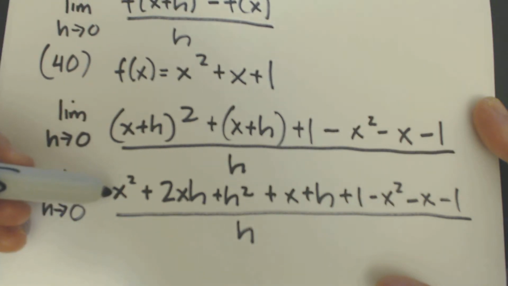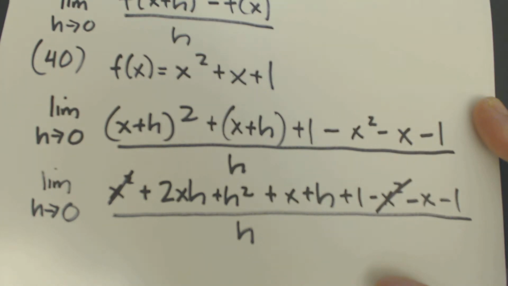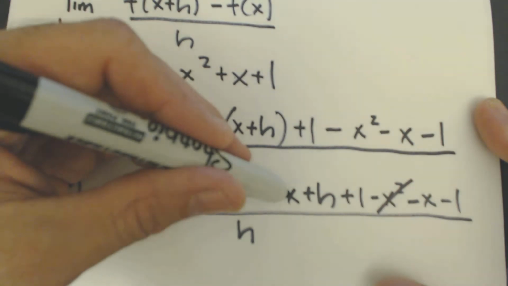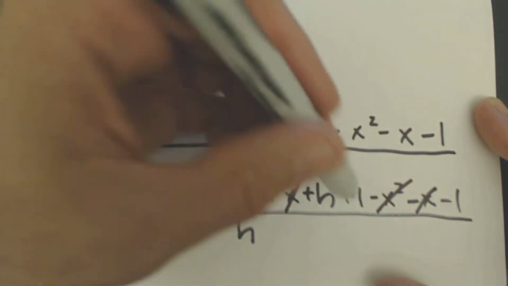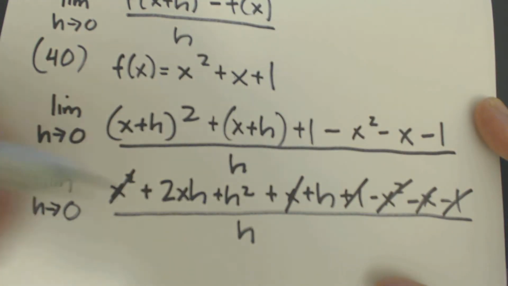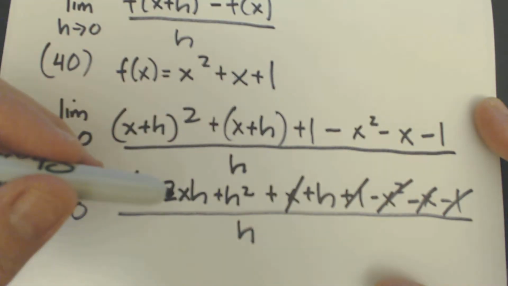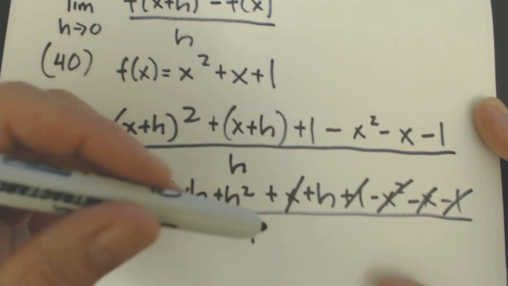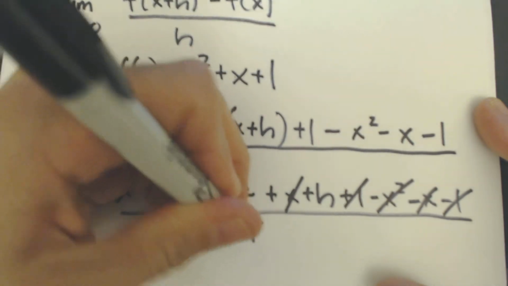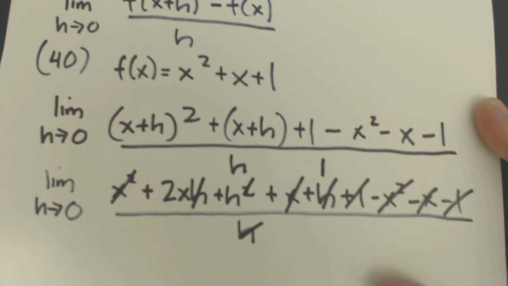Okay, so we've got an x squared here. We've got a minus x squared there. Those drop out. We've got an x here and a minus x there. Those drop out. We've got a 1 there and a negative 1 there. Those drop out. So we're left with 2xh plus h squared plus h in the numerator over h. So h will then cancel out of these three terms. This is going to be left. This is going to be a 1 here.